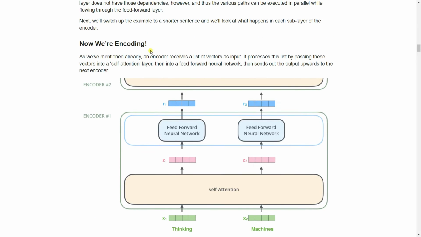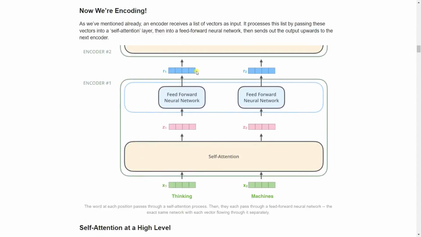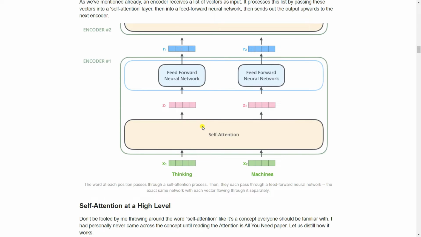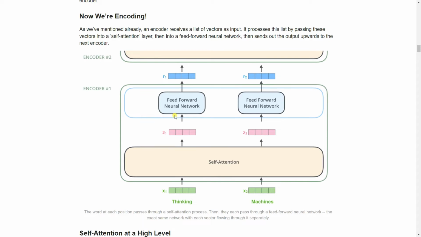See, when you're trying to divide this encoder, see one thing. We have two words, one is the thinking and another one is the machine. So when we pass the thinking and the machine, we get here Z1 and Z2. Then we pass them into the feed forward neural network. Again, we get here R1 and R2. Then this is nothing but one encoder.